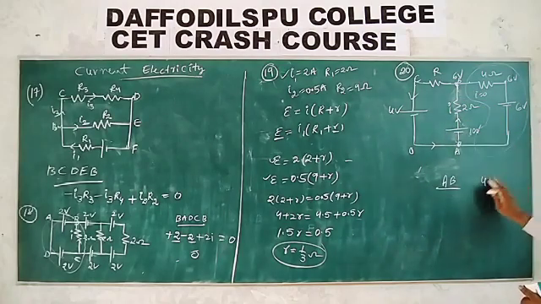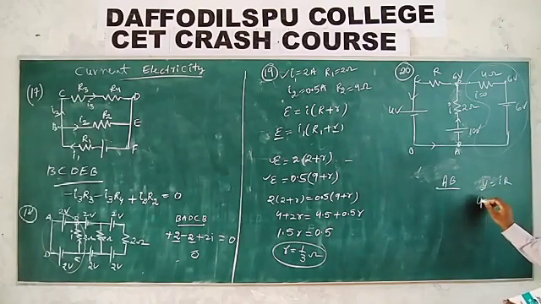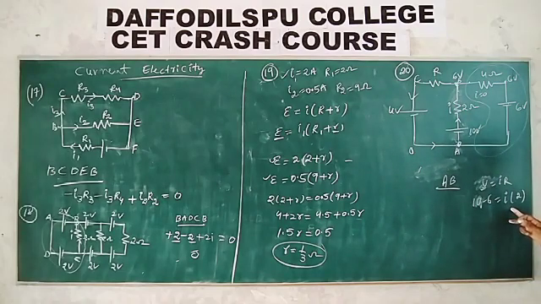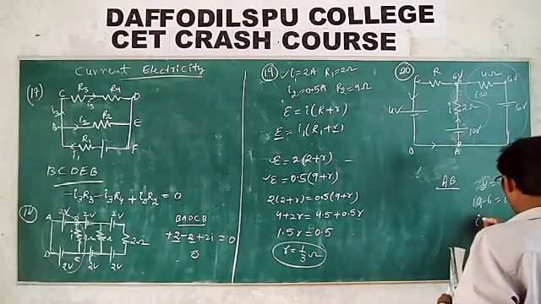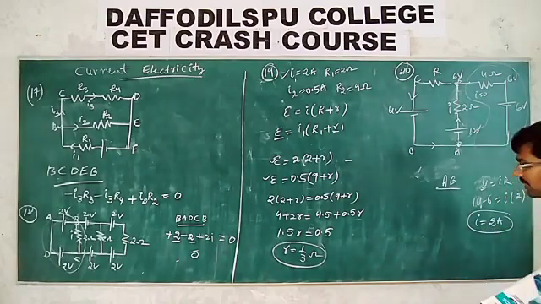Now for this resistor, the potential difference is 4 volt. Then from V is equal to IR for the 2 ohm resistance, V is nothing but 4 volt. So 10 minus 6 is equal to I into 2. 10 minus 6 is how much? 4. Then 2I is equal to 4, which means I is equal to 2 ampere.